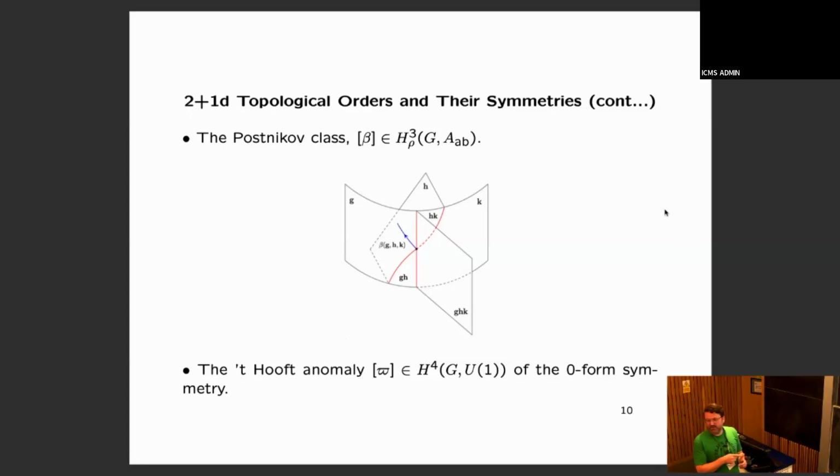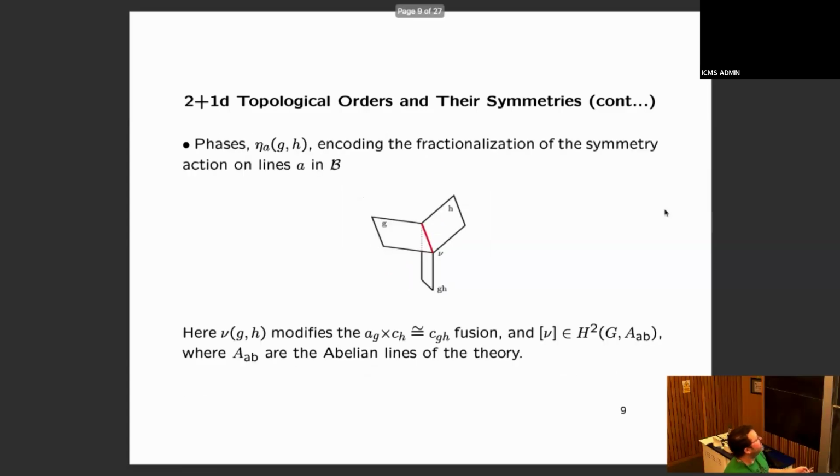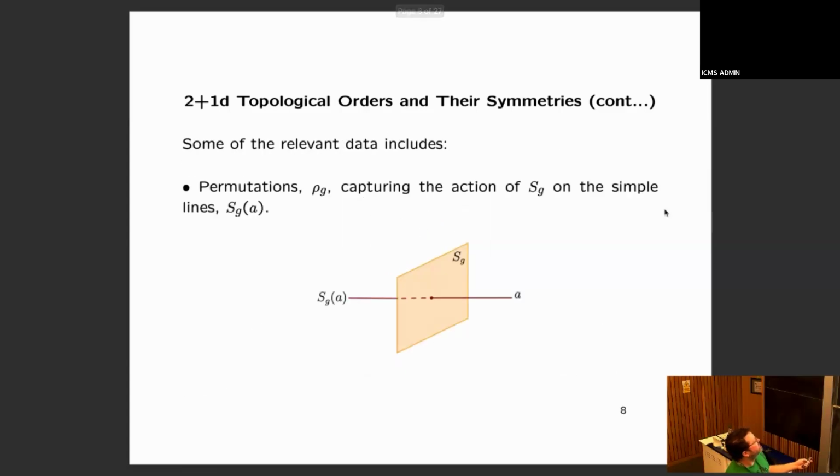You have some 't Hooft anomaly, which lives in H^4. You have some Postnikov class, which tells you whether you have a two-group, in H^3, and you have some symmetry fractionalization in H^2, and some action rho on the surfaces. I think I missed that. What is rho? Oh, sorry. Rho is the action, because you can have in principle a non-trivial action of G on the lines. Rho.